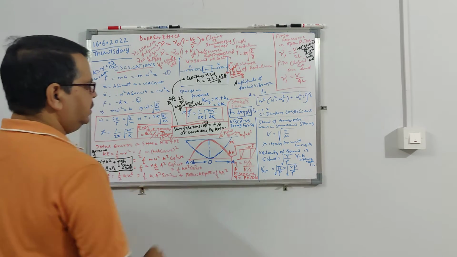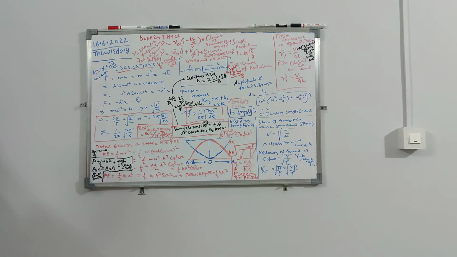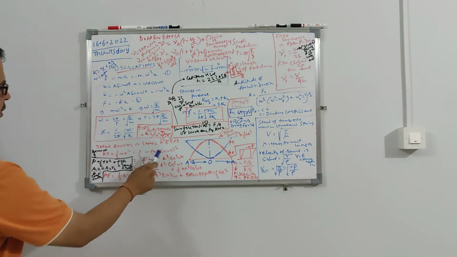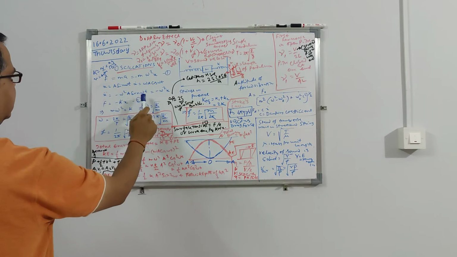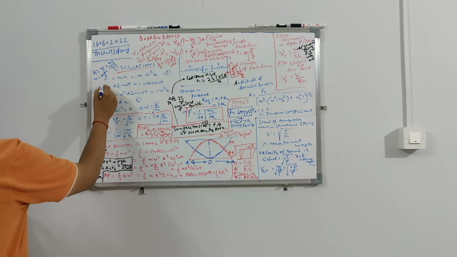At the mean position, kinetic energy will be maximum. So this red one is your kinetic energy. Then how do I derive the equation? Kinetic energy is equal to half mv square. Then we have derived x, and this is x dot.